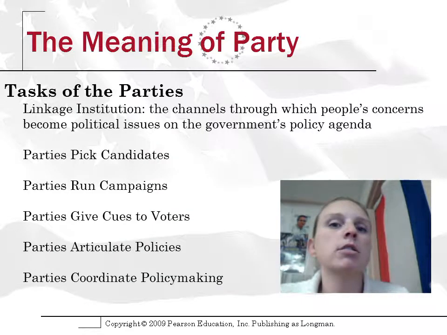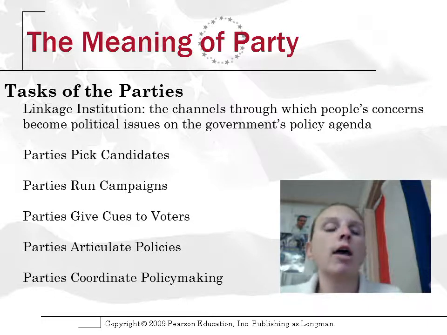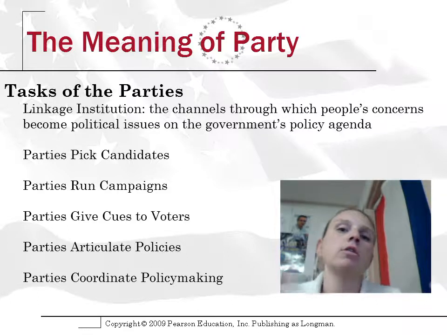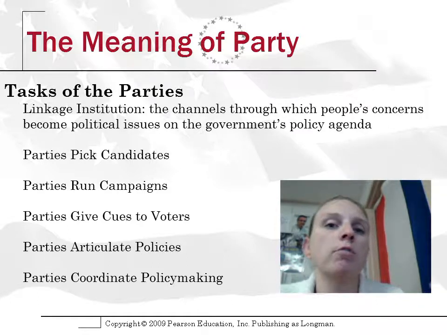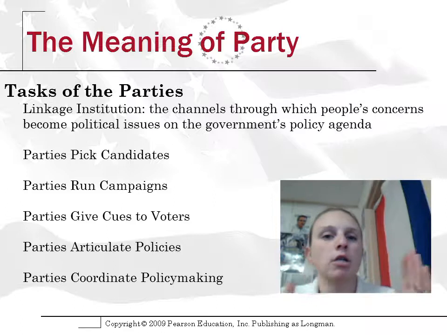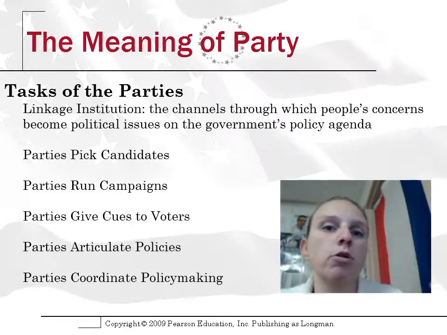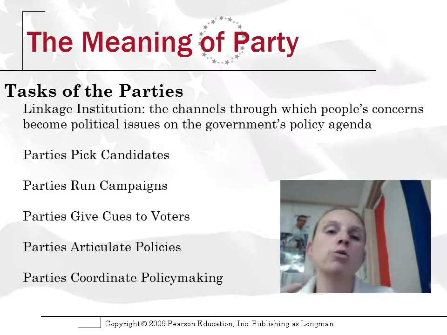The political party is another example of a linkage institution like we've seen a lot with this unit. Again, a linkage institution is a channel that connects people's views and turns them into political issues that the government can put on policy agenda. It's a thing that connects the people and the government and gets their ideas through it. And political parties are some of those linkage institutions. So that's one of their tasks.